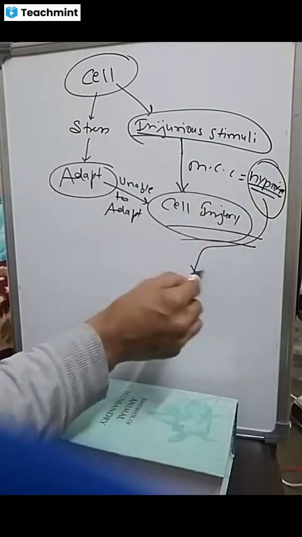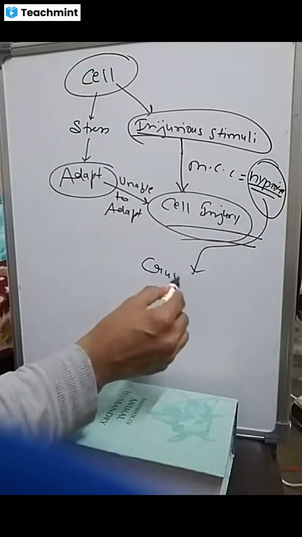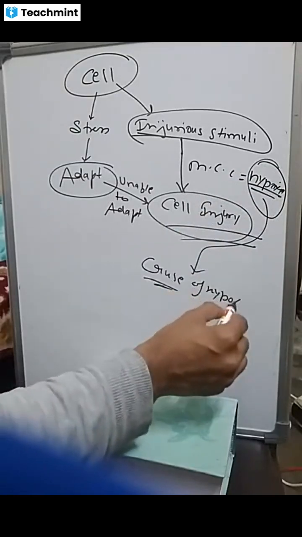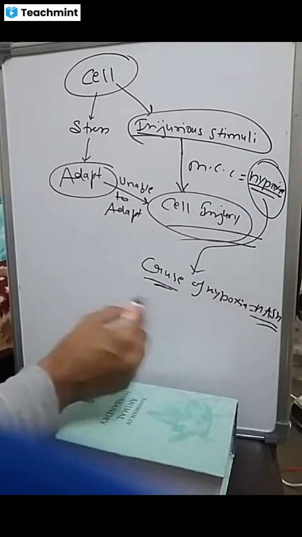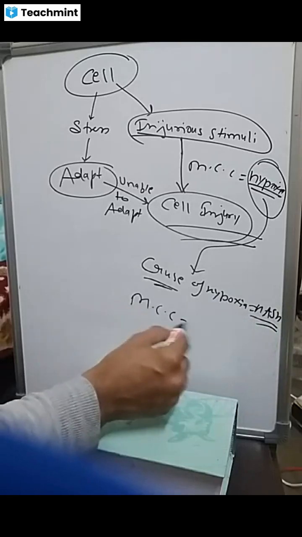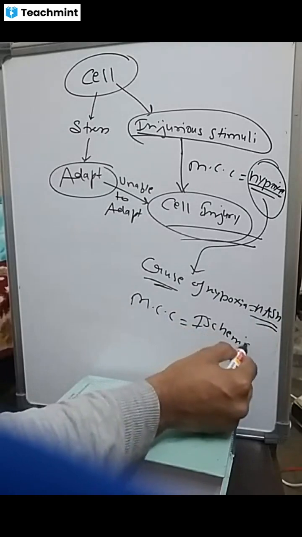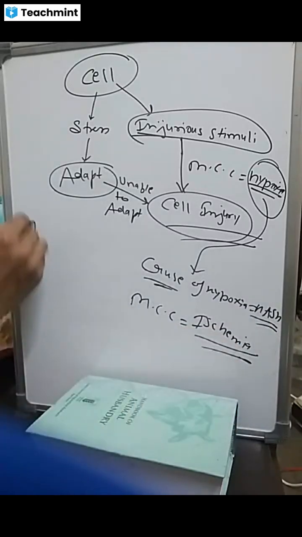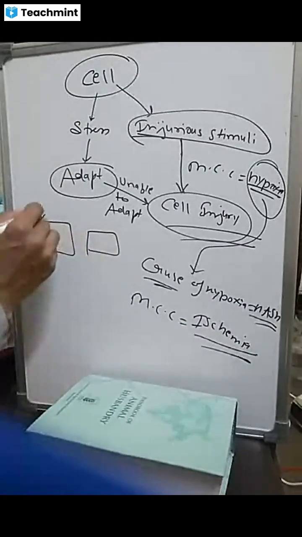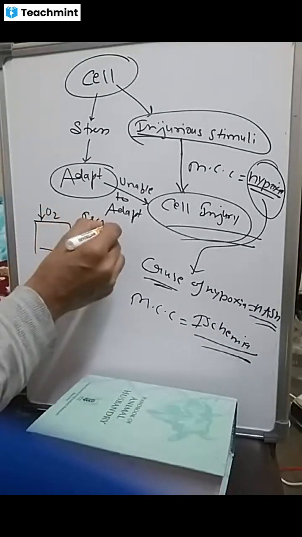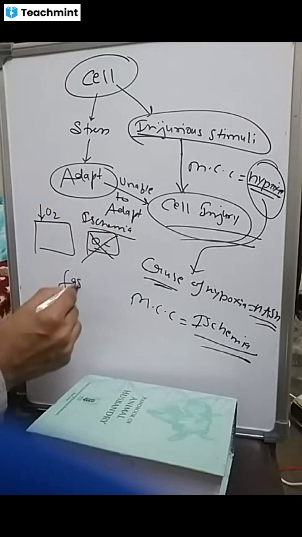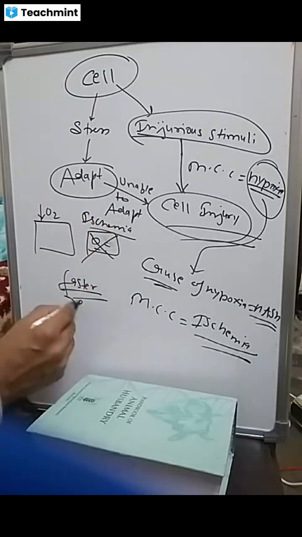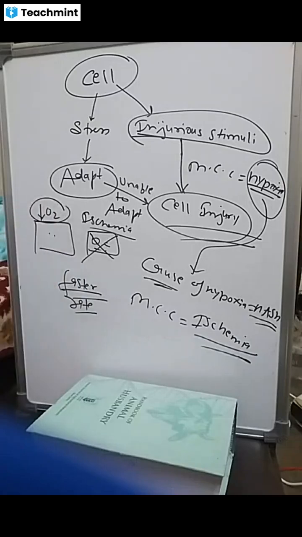And this hypoxia has four causes. Out of these four, the most common cause is ischemia. So if a cell is getting hypoxia or ischemia, the ischemic cell will die at a faster rate than the hypoxic cell.